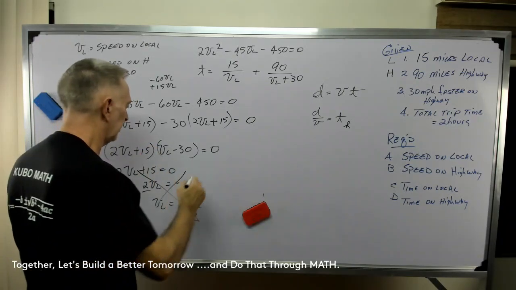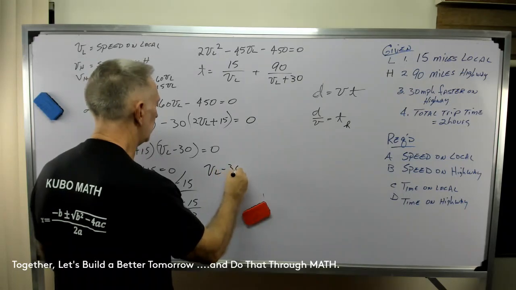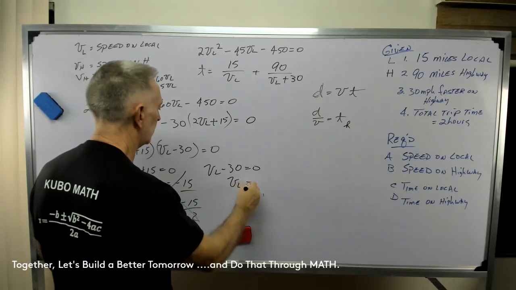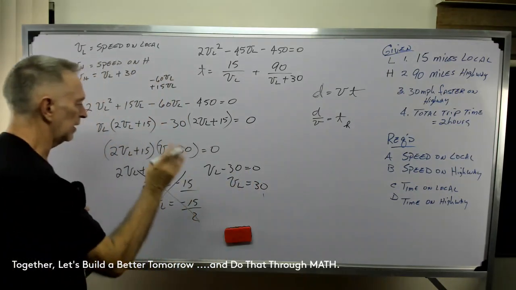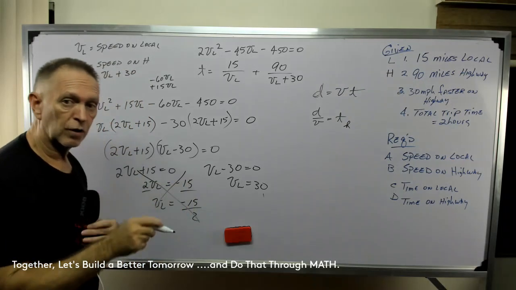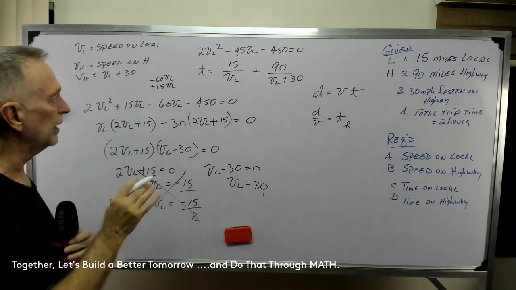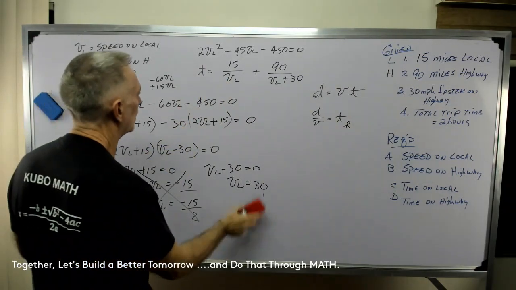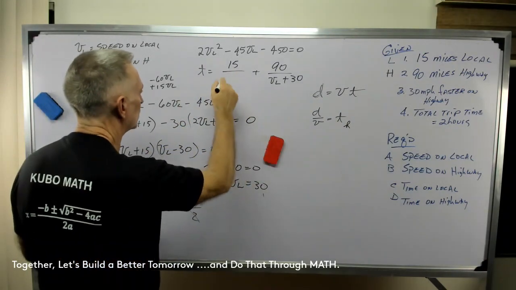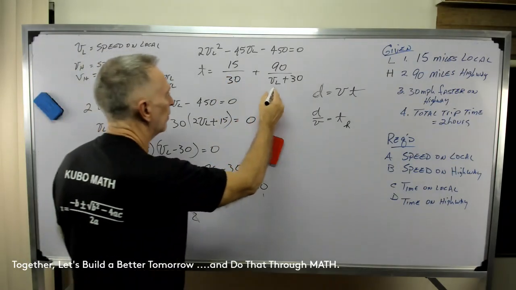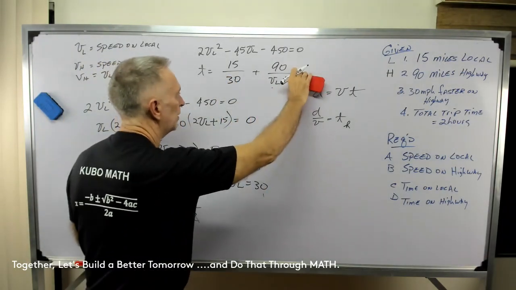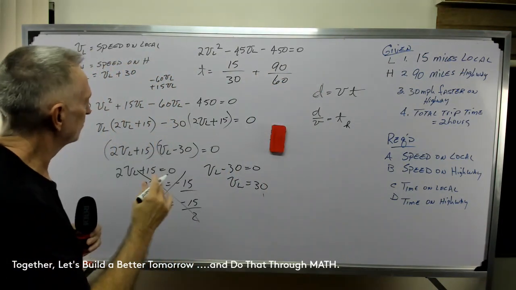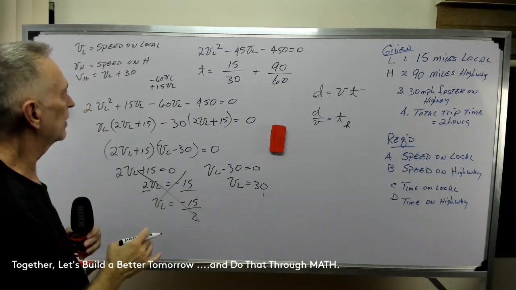Let's look at the other one. V sub L minus 30 equals 0. I'm going to add 30 to both sides. V sub L equals 30. Now that has some meaning. The speed this person drove on the local road was 30 miles per hour. See, I can put that right here. V sub L is 30. Now, 30 plus 30 gives me V sub H. 30 plus 30 is 60.